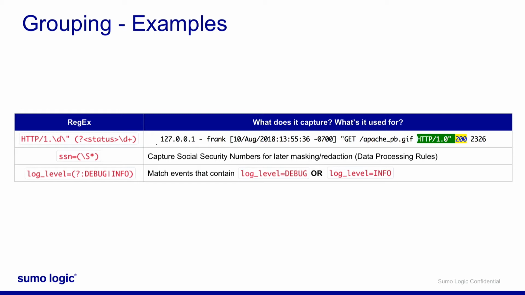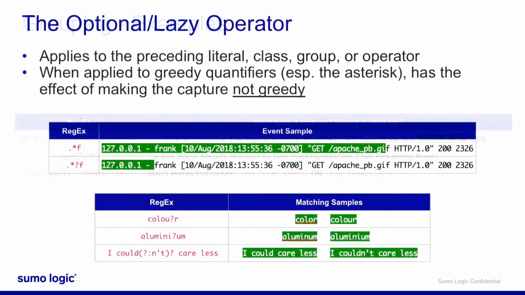Your social security numbers, we call them tax file numbers. So this is saying, if I see in my logs SSN equals, capture everything I'm interested in that is not a space, 0 or more of. And what you see there, the log level, that's the example I gave you before. I want to find anything with a log level of debug or info. And the optional lazy operator. I mentioned I was going to come back to this.